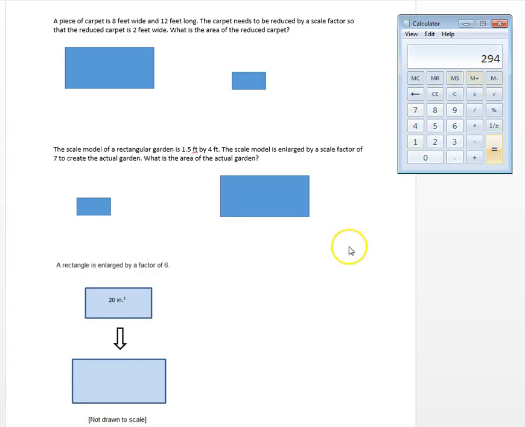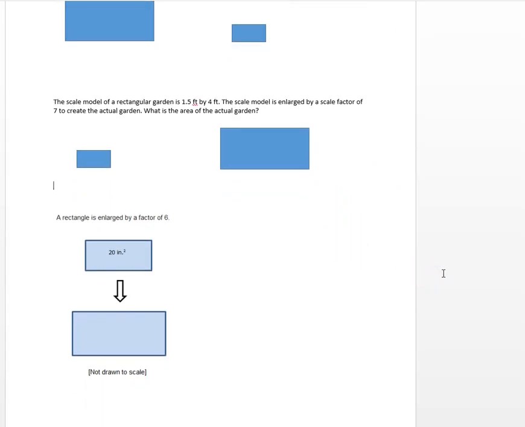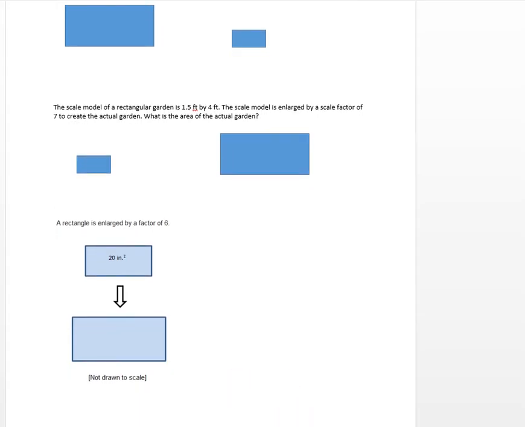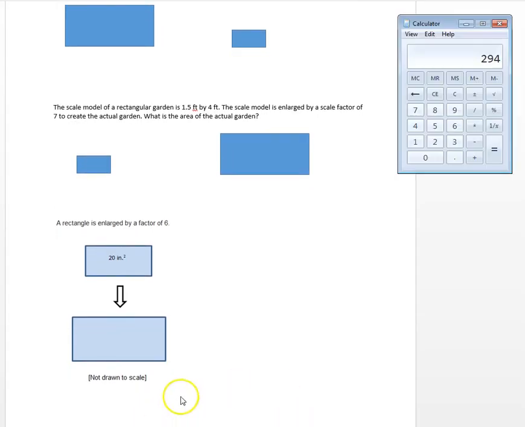All right, the last problem looks like this, and what the question asks in this one, I cut the question off, sorry, but a rectangle is enlarged by a factor of 6. This is the original, and because it's square inches, we know that they're showing us the area of the little rectangle. We're enlarging it by a factor of 6.